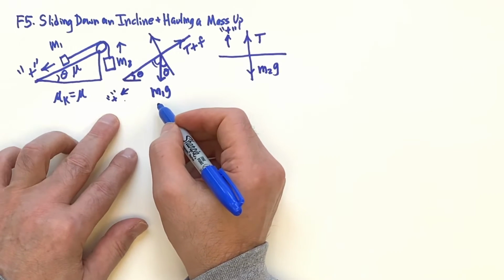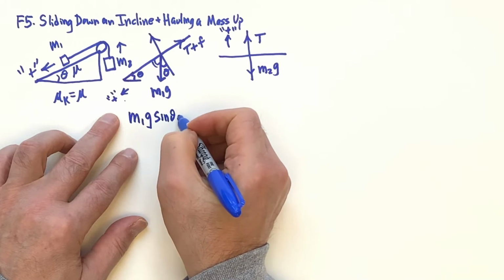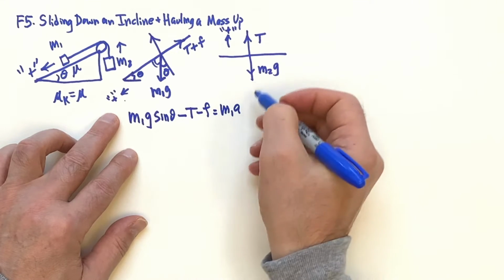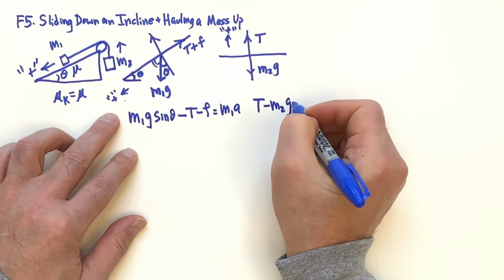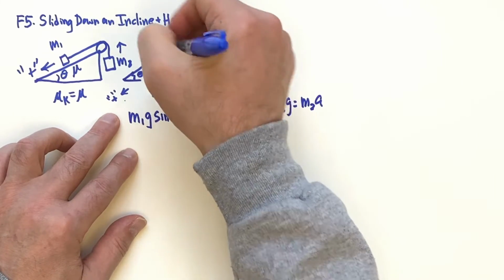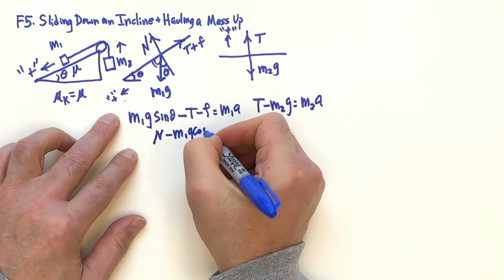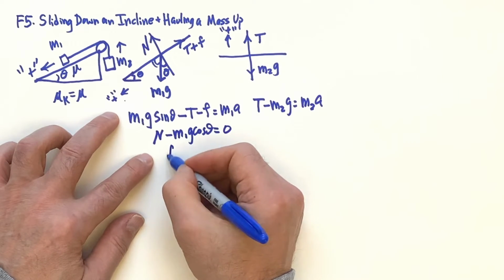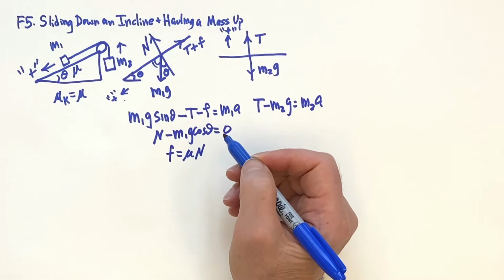And then the equations here would be M1G sine of theta minus T minus F is M1A. Go ahead and do this one while we're at it. T going up minus M2G is M2A. And then here for the normal, you got N minus M1G cosine of theta equals 0. And the auxiliary equation, the friction is mu N, where we know that mu is a kinetic coefficient.